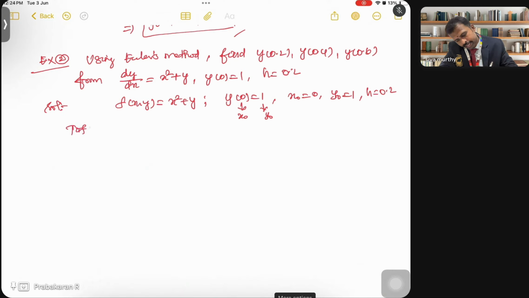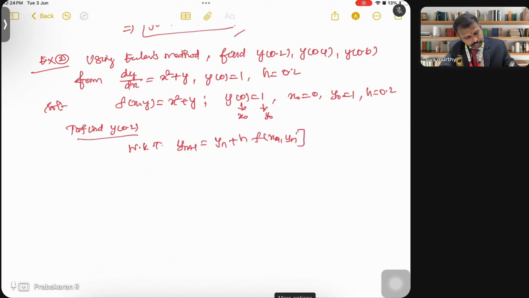So then we will use the formula. First of all, to find y of 0.2, already we know the formula. We know Euler's method, right? y(n+1) equal to yn plus h f of xn comma yn. This is your formula, right? Put n equal to 0. So this is the first case, that is called here 0.2, right? So put n equal to 0 means we get y1 equal to y0 plus h into f of x0 comma y0, right? So this is our y of 0.2.